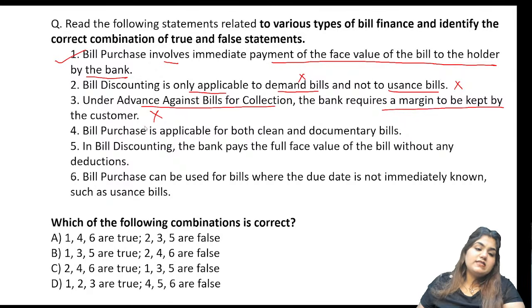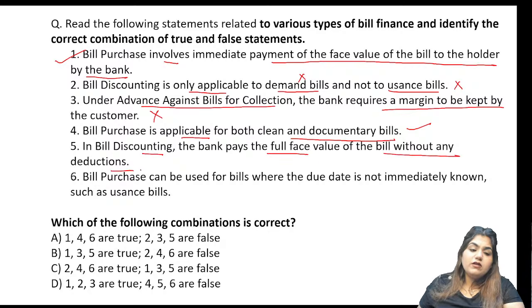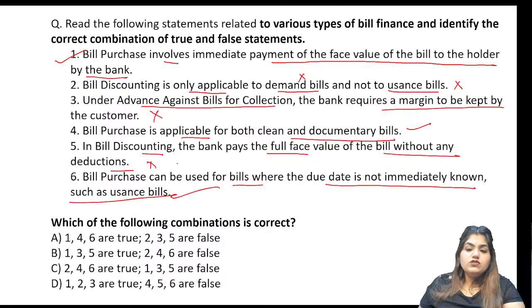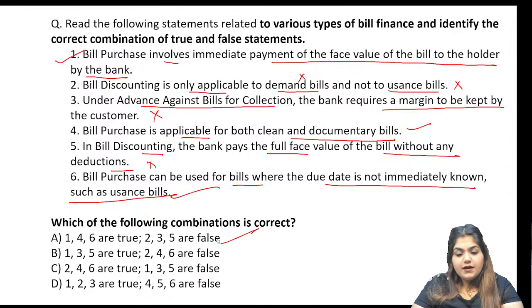Next, bill purchase is applicable for both clean and documentary bills. Correct. On bill discounting, the bank pays the full value of the bill without any deduction. Incorrect. Bill discounting means we are giving a lesser amount. Bill purchase can be used for bills where the due date is not immediately known, such as usance bills. Correct. So statement number 2, 3 and 5 are incorrect, and 1, 4, 6 are correct. A is the correct answer.